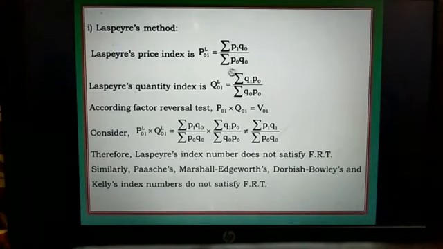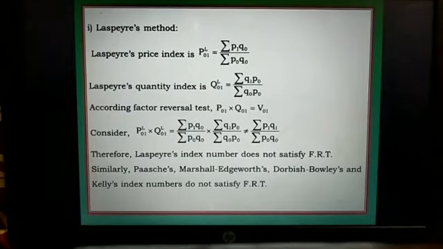Once we change these factors, what will it become? It will become the quantity index number. That means Laspeyres' quantity index number is given by Q01L, which is equal to summation of Q1 P0 divided by sum of Q0 P0. So what we got now? Price and quantity index numbers of Laspeyres' method.